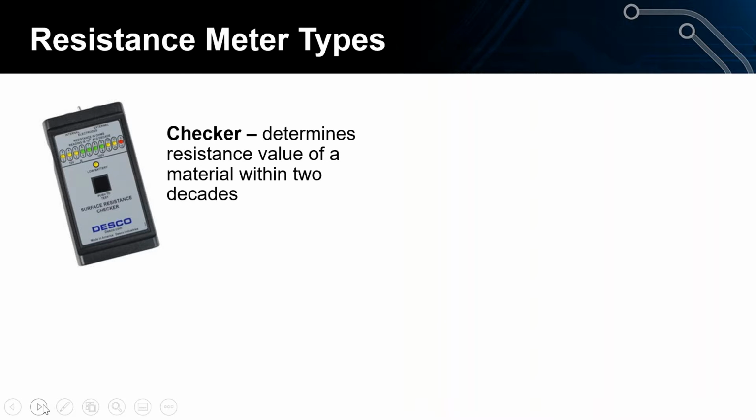The basic meter that we have is basically a resistance checker. And this will allow you to check surface resistance, and if you have the optional 5-pound weights and leads, it will also allow you to check resistance to ground. The primary difference with this is it's pretty much a basic unit, and it has an accuracy of about 2 decades, something like that. So this is your most basic type of resistance checker.